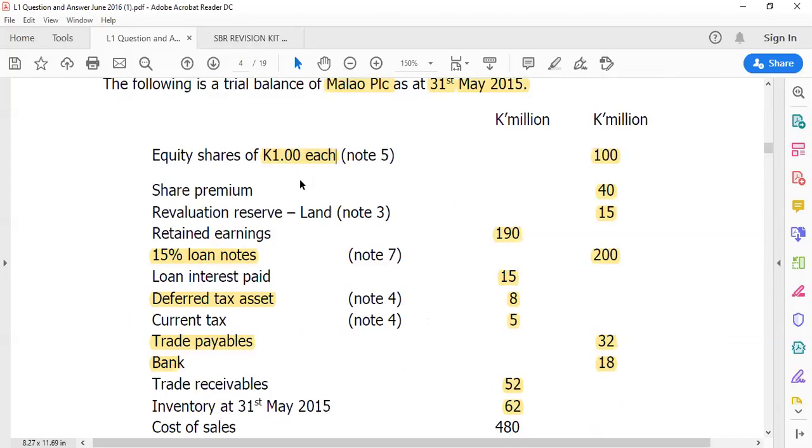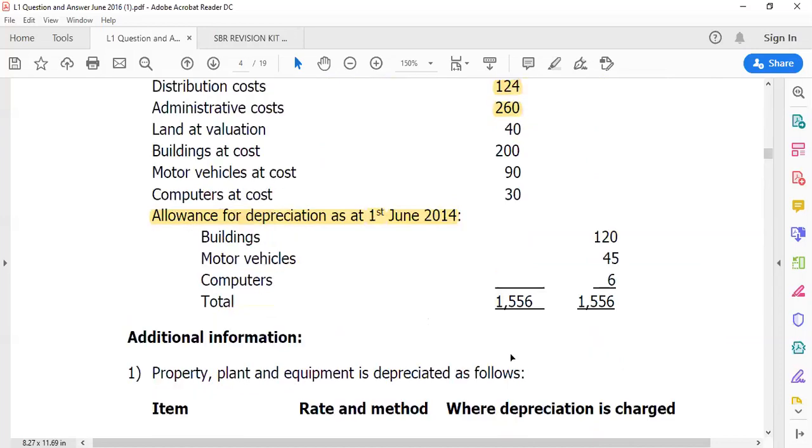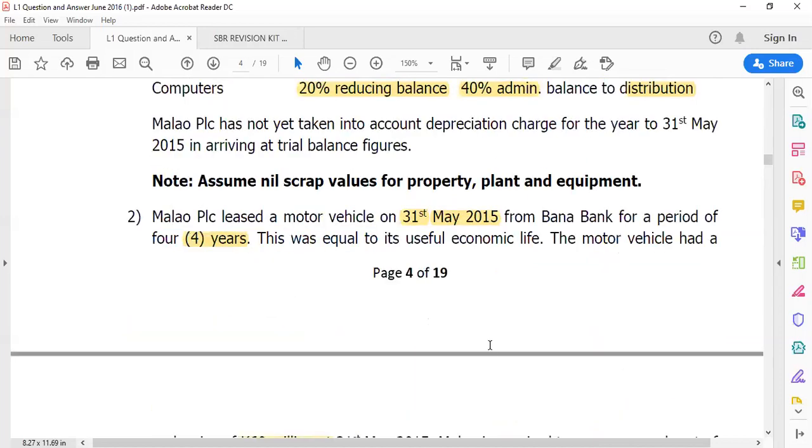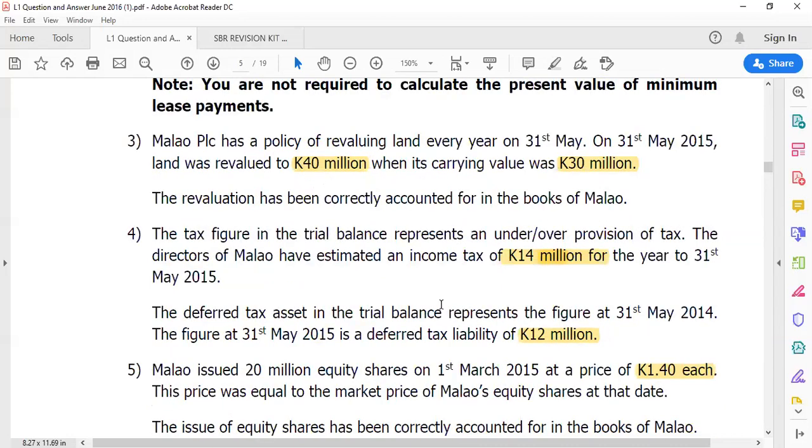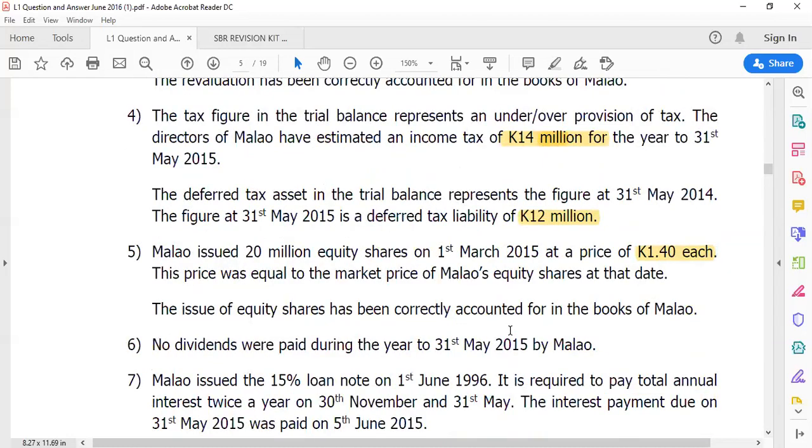So let's go. He issued 20,000 shares at how much? At 1.4. You see? He issued 20,000 shares at 1.4. So we have two things happening here. The 20,000 multiplied by 1 kwacha we take to the share capital, and then the 0.4 goes to the share premium. So the premium here is just 0.4. The additional amount is a gain because the original price is 1 kwacha, but it's selling at 1.4, meaning the additional is just 0.4.